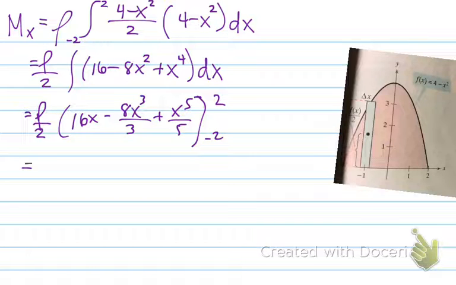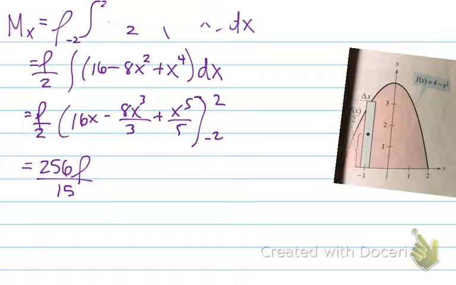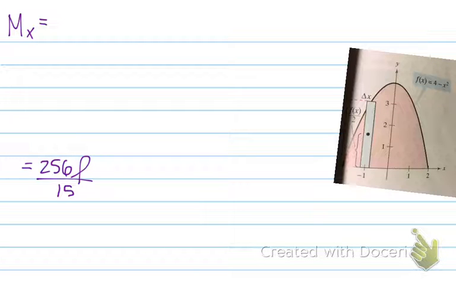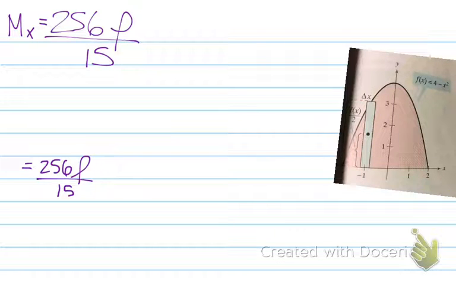And if you plug all of that in, you get that the m sub x would equal 256 rho over 15. So that's m of x, or m sub x, is 256 rho over 15. So make sure you have that copied down. I'm going to erase some of this just so that I have room to do the next part. So 256 rho over 15. So that's m sub x.